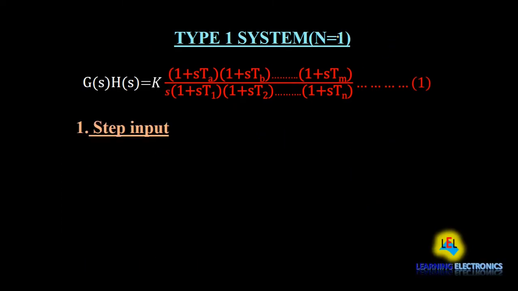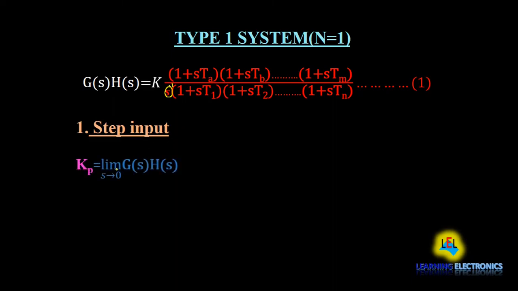Here the capital N will be equal to 1. So when we put N is equal to 1, we will get this type of equation. Here the power of s is equal to 1. So this is the equation of the open loop transfer function for the type 1 system. First we will take step input.